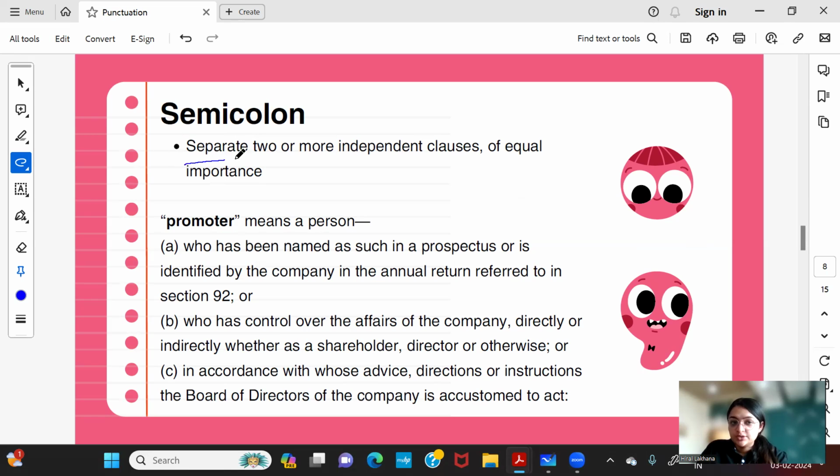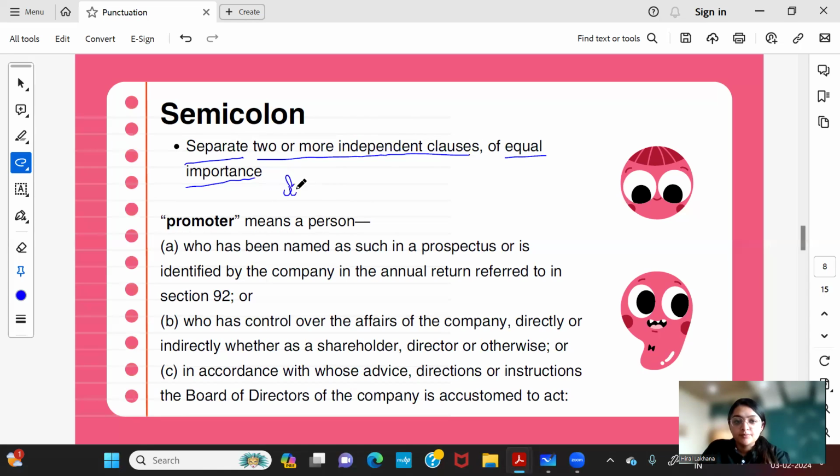Semicolon is also used to separate, but what is it used to separate? Two or more independent clauses, and all of these clauses have equal importance. So semicolon is again used to separate, but the importance is higher here because the clauses or the words that they are separating are all of equal importance and all independent of each other. So in case of a comma, we were saying, for example, he is a smart, reliable, and hardworking student. So these are all related to each other.